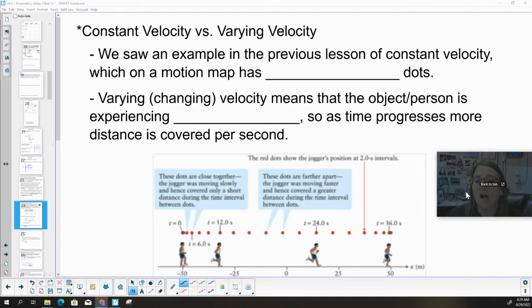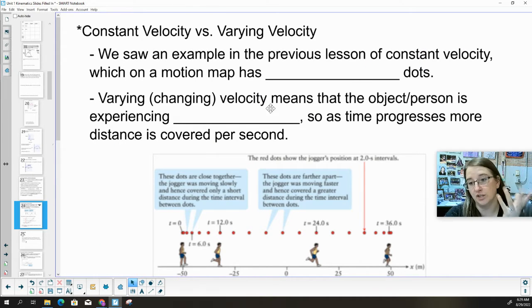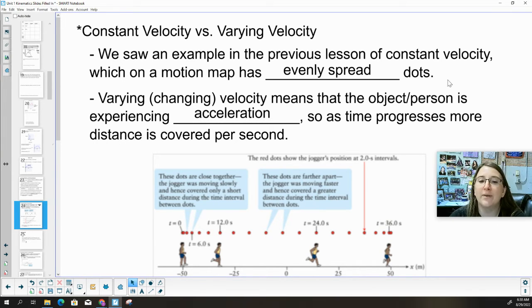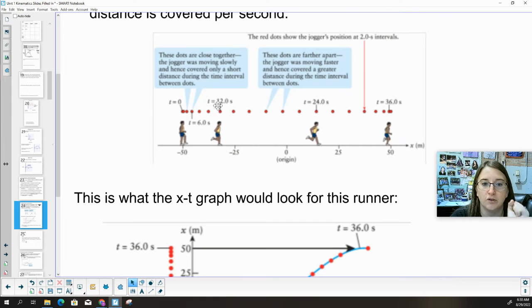Okay, so let's talk about constant velocity versus now changing velocity, varying velocity. So we saw an example in the previous lesson of constant velocity, which had evenly spread dots, right? That told us that I'm covering the same amount of distance in the same amount of time. That's constant. So changing velocity means that we're experiencing an acceleration. So as time progresses, more distance or less distance, depending on the type of acceleration, is covered per second.